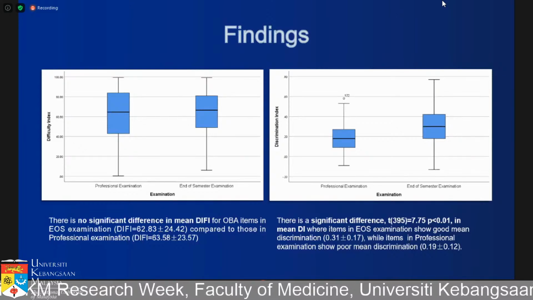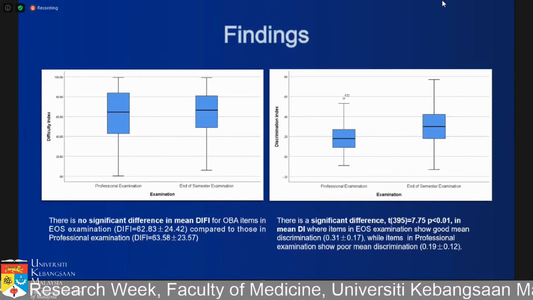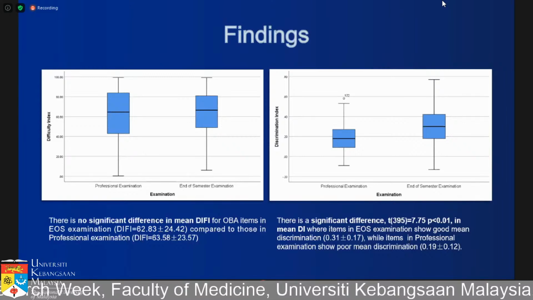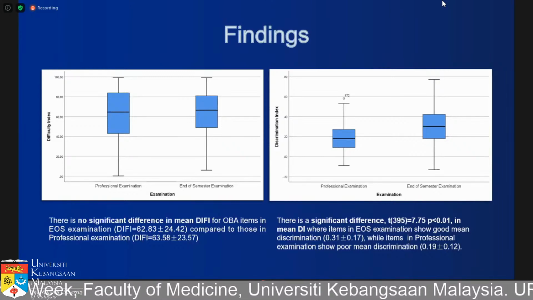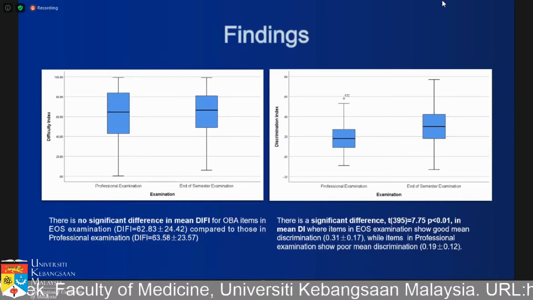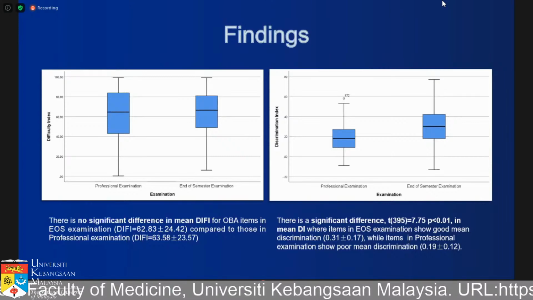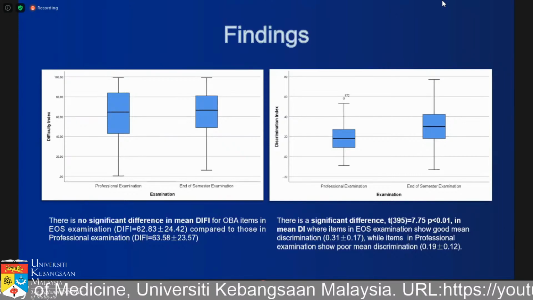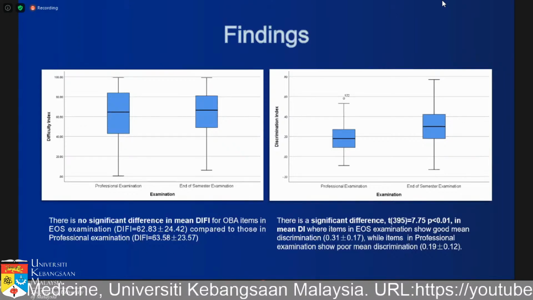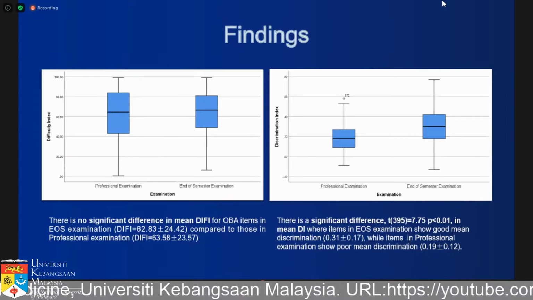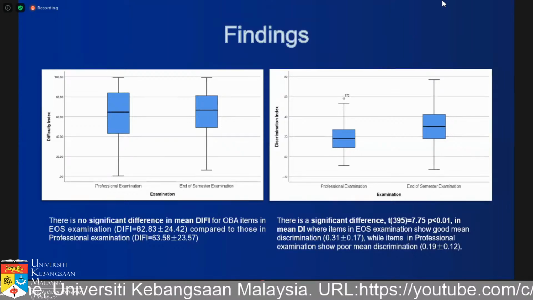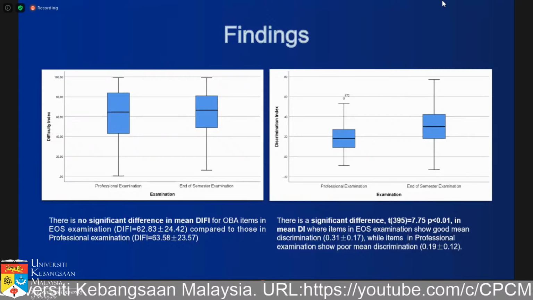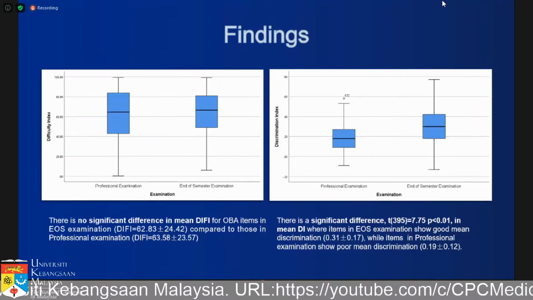Yes, that is one of the things that I've considered. The reason why we do this study is because this is part of my dissertation for masters. I'm looking at the relationship between difficulty index and discrimination index. Because of the limited samples that we have, I have to use both professional exam and EOS exam. So the reason I do this is to look if there is a very vast difference between EOS exam and professional exam in terms of difficulty and discrimination index.